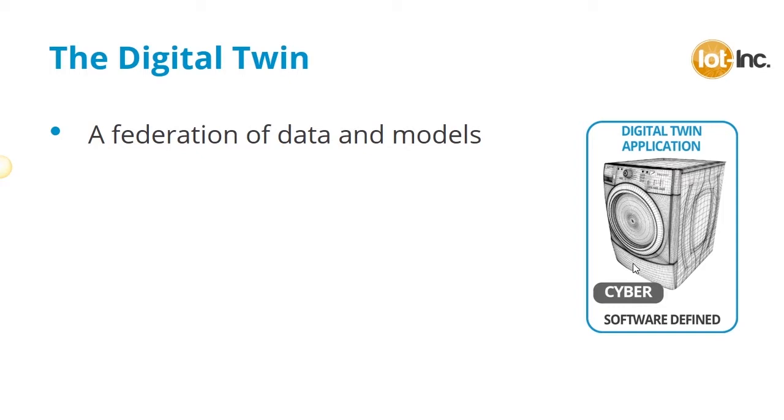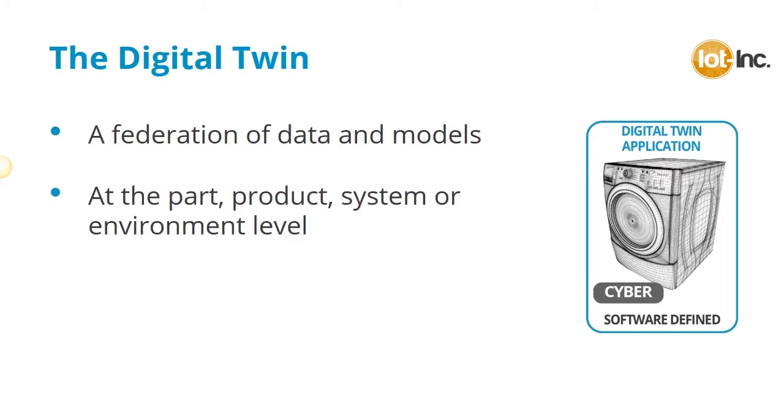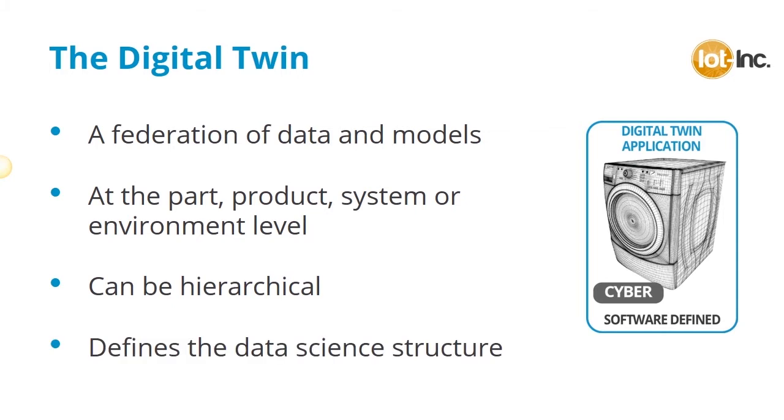It should also be noted that there's not going to be a single digital twin for an IoT product. There will be many different digital twins. They can be at the part, the product, the system, or the environment level, and they can also be used to provide different forms of functionality. The structure of the digital twin is hierarchical, and as mentioned before, it defines the data science structure. This is why you always start by defining the digital twin technology-wise when designing your product.